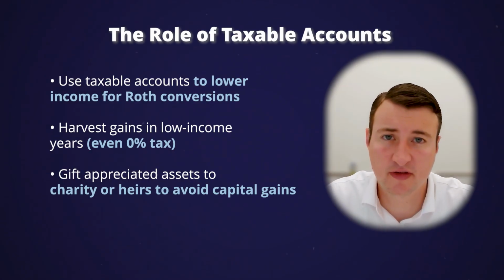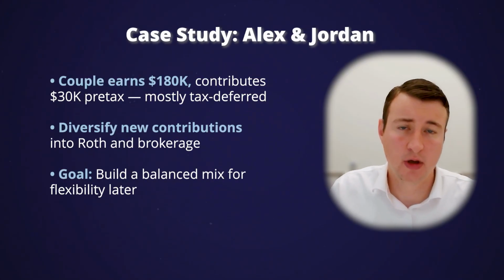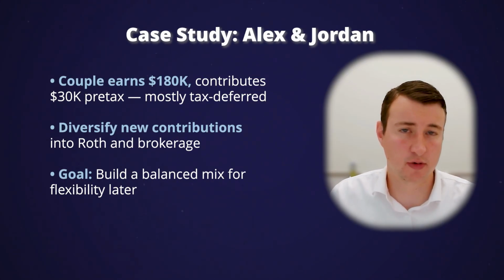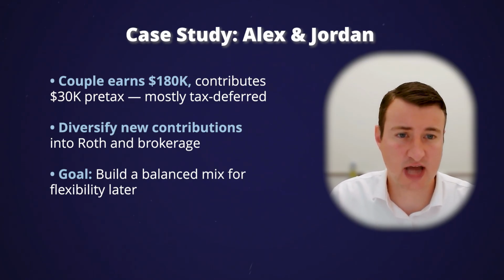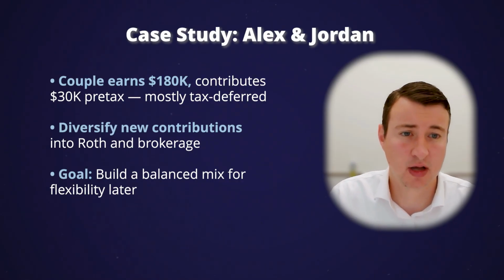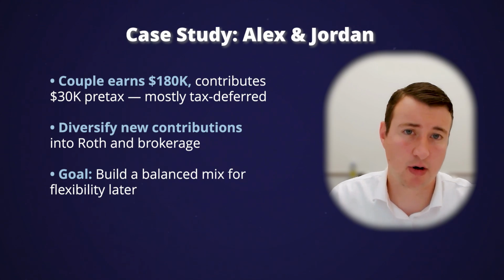Let's go over a brief case study where clients could actually build a three-bucket system that works for them. So let's say we have Alex and Jordan here, and they're both 45 years old, and they make $180,000 a year combined between the two of them. This puts them in the 22% tax bracket, which is a lower tax bracket, meaning Roth may make sense here. But currently, they contribute $30,000 per year to their 401k, and it's all pre-tax.